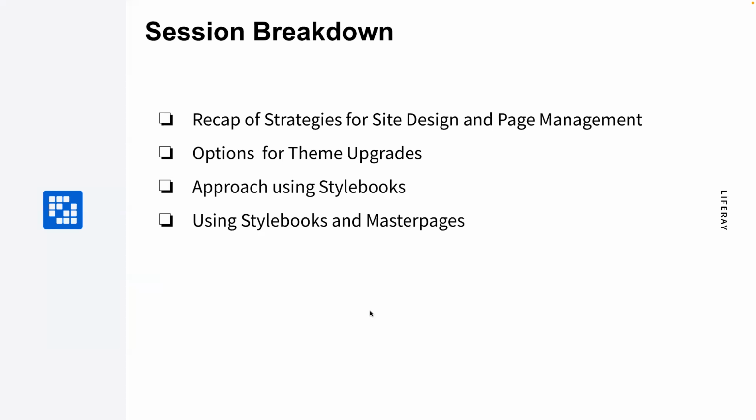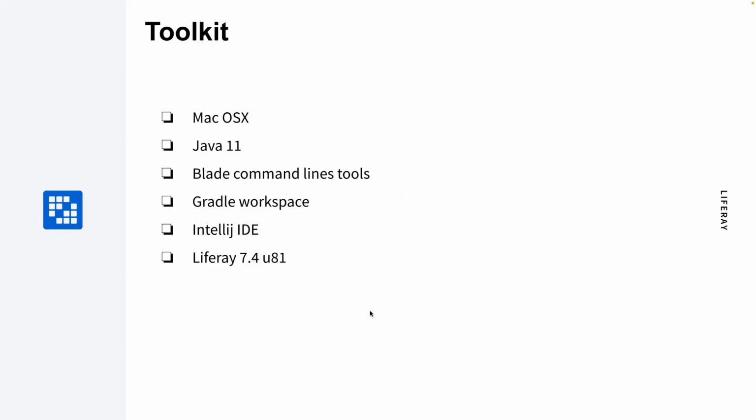Here's a little bit about the session breakdown. We're going to do a real quick recap of the strategies that we looked at in the first session for site design and page management. We're going to look at the options for upgrading a theme. Then we're going to look at what that approach would be like using style books, and then using style books and master pages to accomplish that.